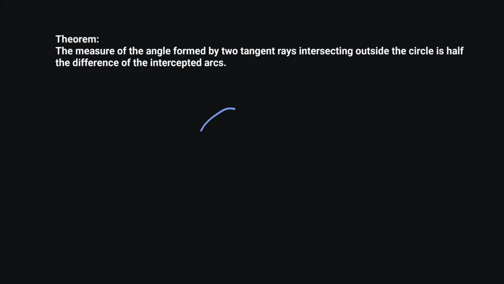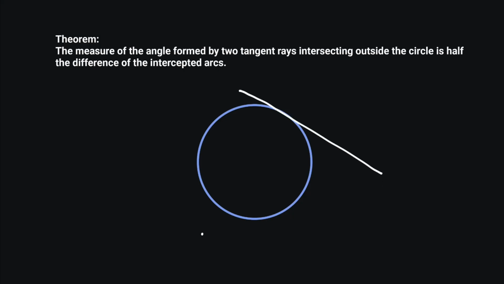We have a circle. But in this case, we are thinking on tangents. So we have this tangent, and we have maybe this tangent. Whoops, that's a secant. That tangent. Okay, we have this tangent, all right, intersecting that point. Okay, so this, let's call this, I don't know, X. Let's call this Y. Okay, so what it's saying is the measurement of the angle formed by two tangent rays intersecting outside the circle is half the difference of the intersected arcs.